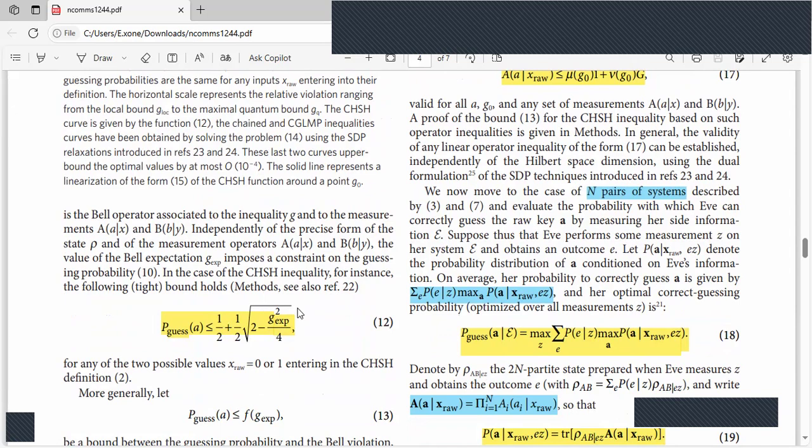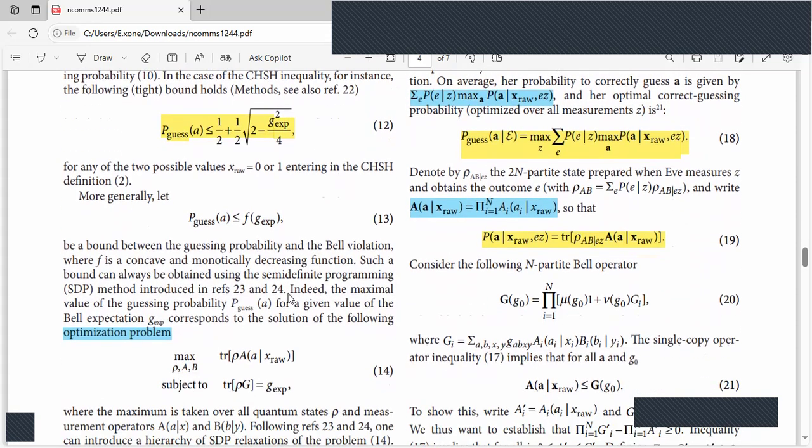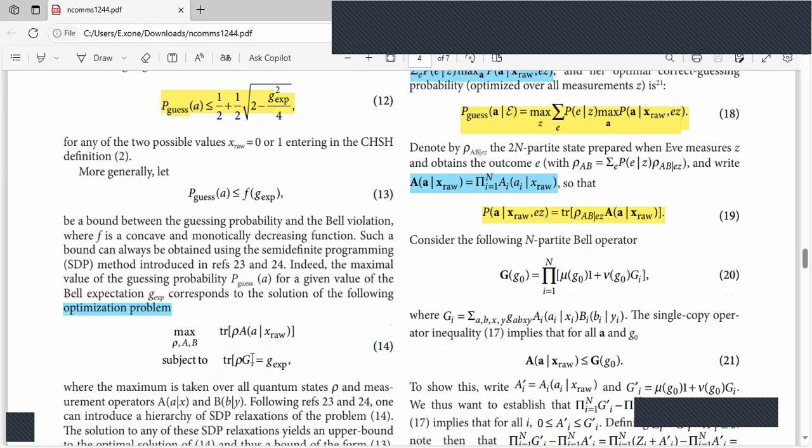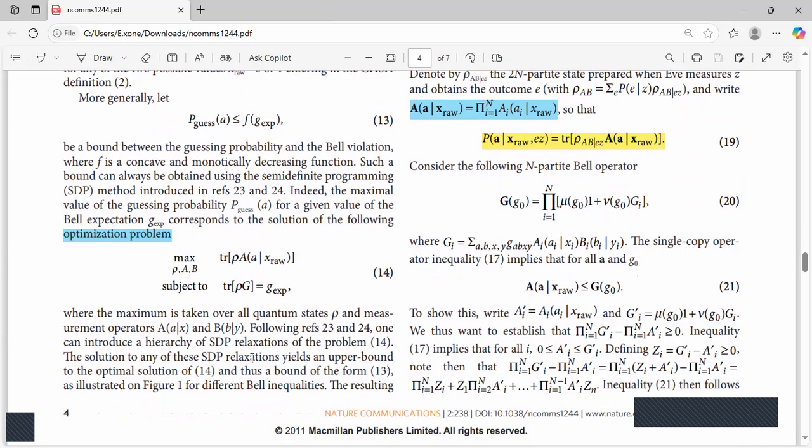Our goal is to have this kind of inequality for different Bell inequalities. The general form by which the guessing probability is bounded is given in equation 13, where f is a concave function and it is monotonically decreasing. It can be formulated as an optimization problem, and we want to maximize this quantity subject to this constraint, as given in equation 14. We have no assumption on the type of measurement operators or the density matrix or quantum state that we are using. It could be done by semi-definite programming, or SDP.